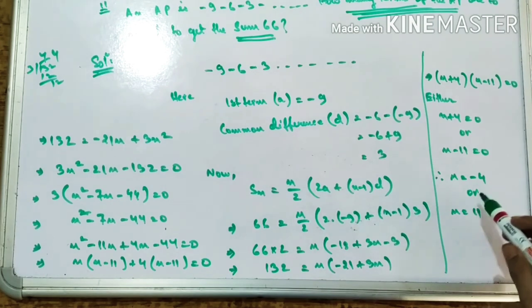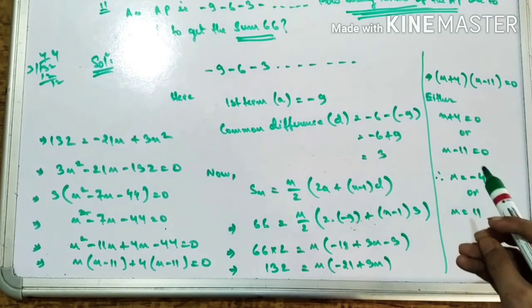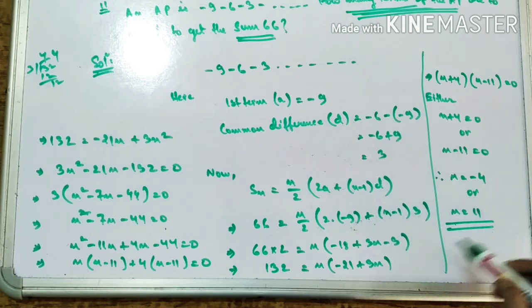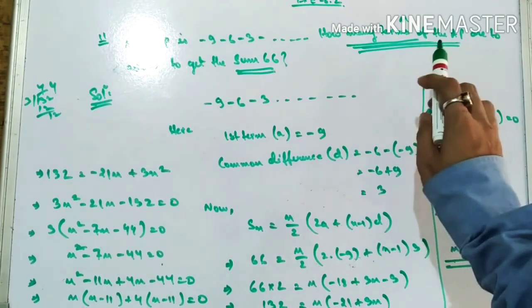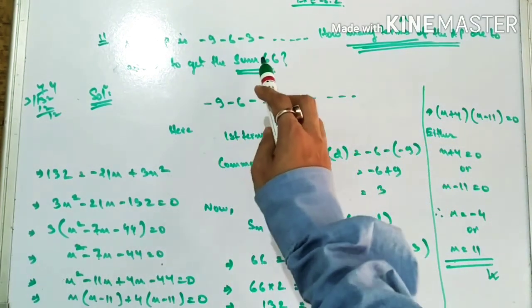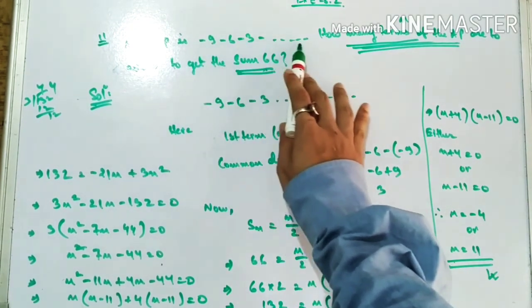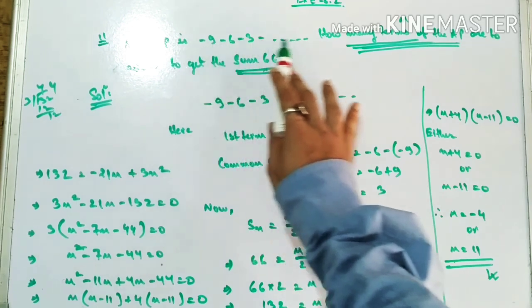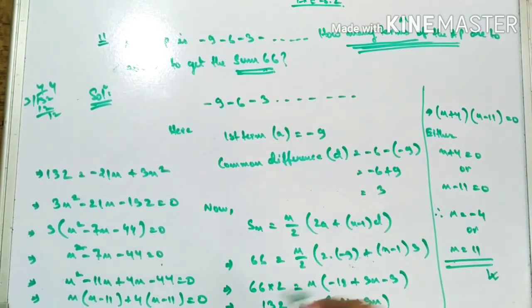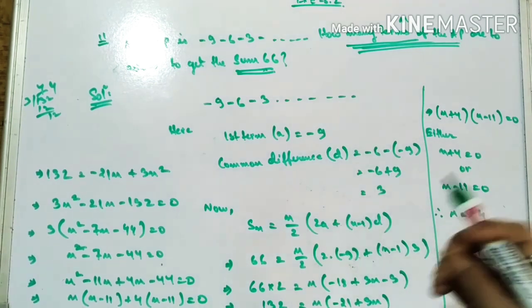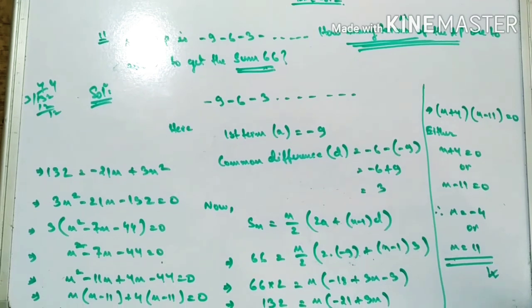Now n is equal to minus 4 is not valid, since the number of terms of an AP cannot be a negative number. So n is equal to 11 will be the answer. How many terms of the AP do I have to add to get the sum 66? 11 terms. In this arithmetic progression, 11 terms must be added to get the sum 66. I will not take n is equal to minus 4.